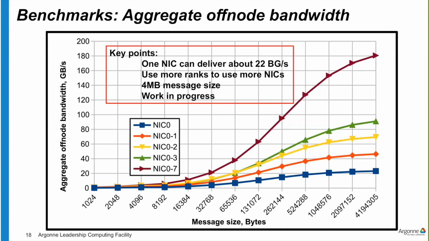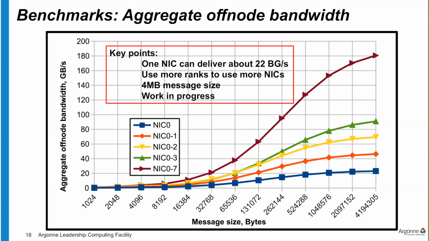Off-node bandwidth. This benchmark is designed to show you that a single NIC cannot saturate the entire bandwidth. Remember, I was saying that you need to use more MPI processes, at least one MPI process per NIC, so that you could saturate all the NICs on a node. So in this example, I am adding the NICs one by one on the same node, and I'm measuring aggregate bandwidth in between the two nodes. One node is sending messages, the second node is receiving messages.